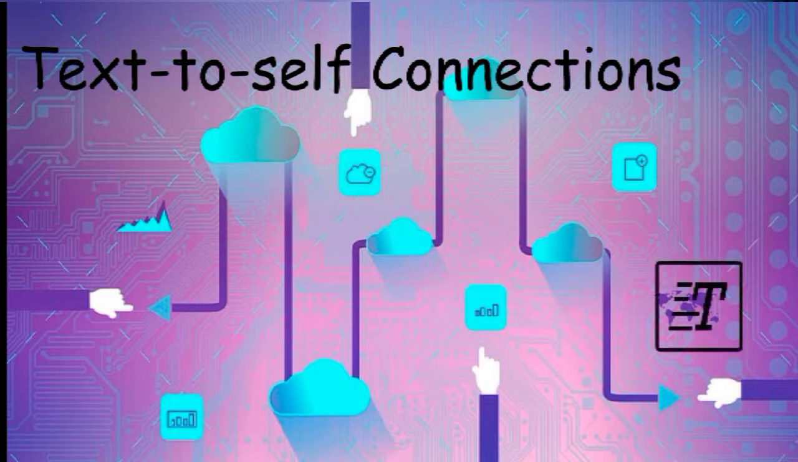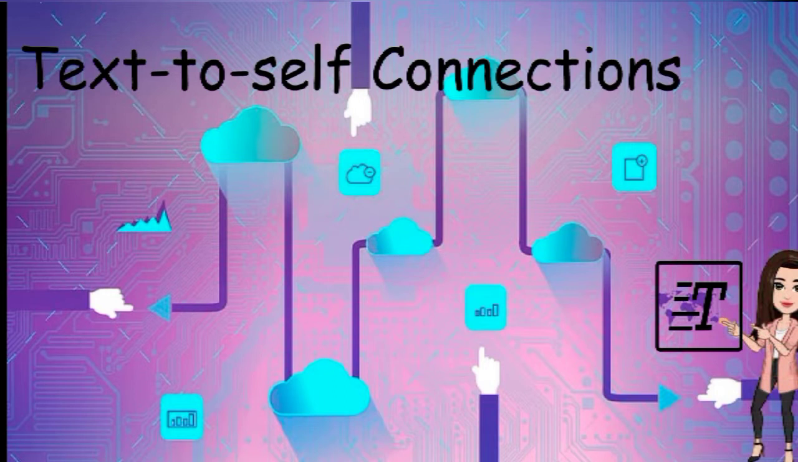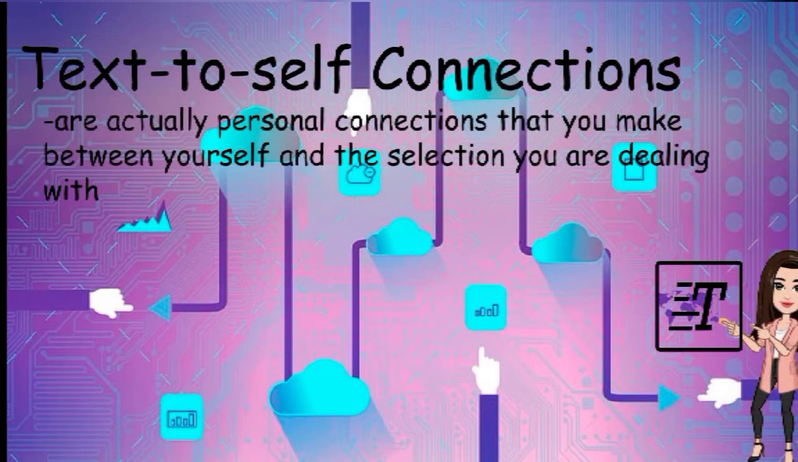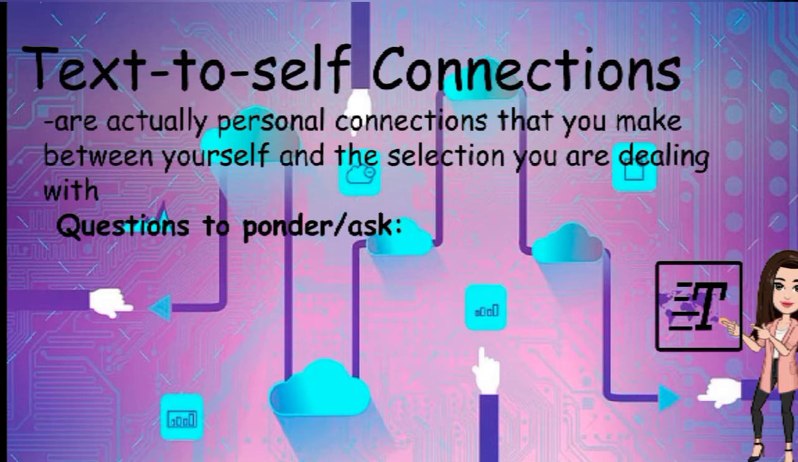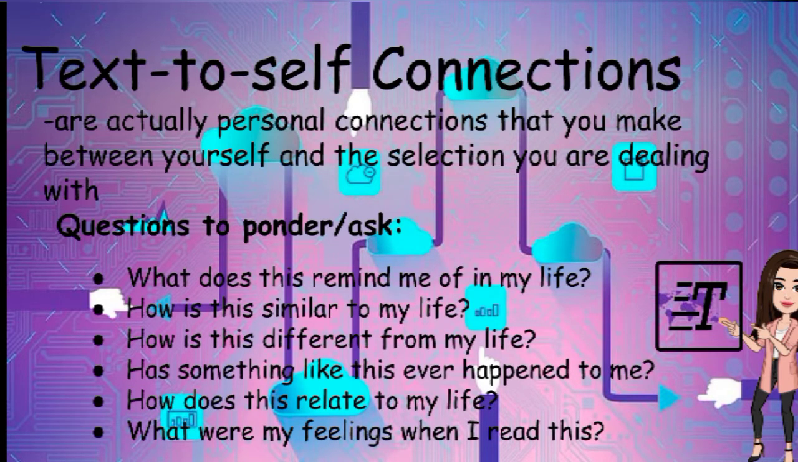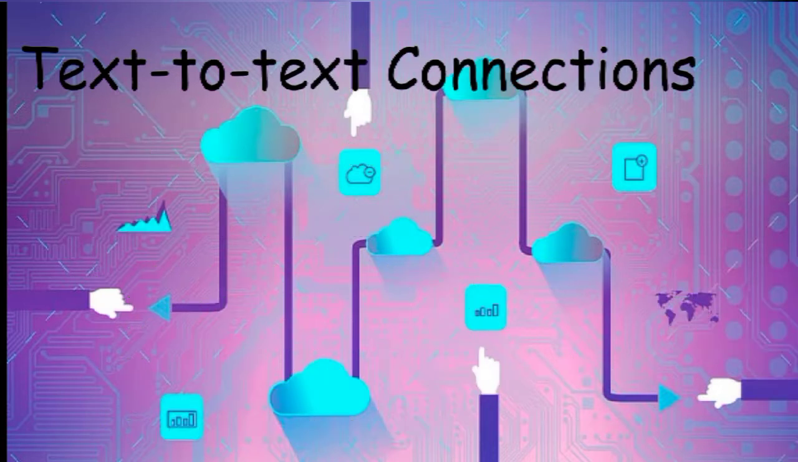These are personal connections that you make between yourself and the selection you are dealing with. Previous experiences, emotions, or opinions may be similar to the ones present in the material. So questions to ponder and ask: what does this remind me of in my life? How is this similar to my life, and how is this different from my life? Has something like this ever happened to me? How does this relate to my life? What were my feelings when I read this? So those are the questions for text to self.